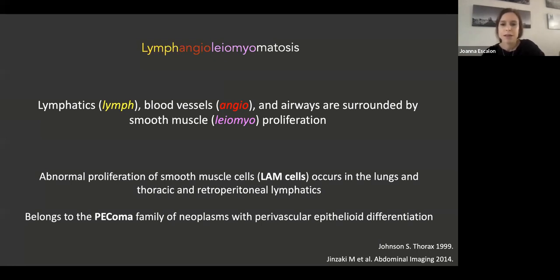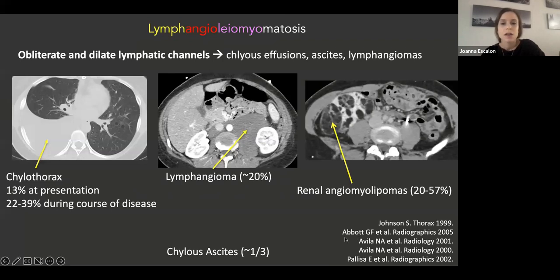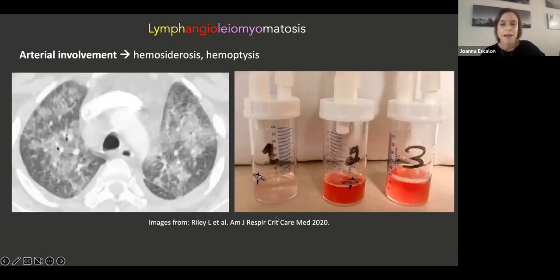So the LAM cell proliferation can surround different structures, and that explains all the findings that you see on CT. When the LAM cells obliterate and dilate the lymphatics, that's when you end up with chylous effusions, ascites, and lymphangiomas, like you see in these 3 cases. Just in the abdomen, in LAM patients, even without tuberous sclerosis, we can also see renal angiomyolipomas. The LAM cells can also surround the arteries, leading to hemosiderosis and hemoptysis.